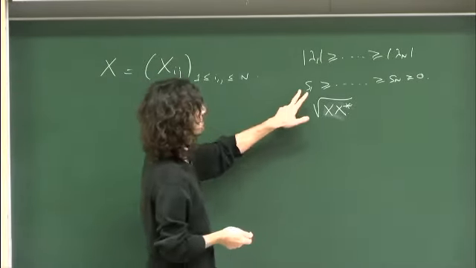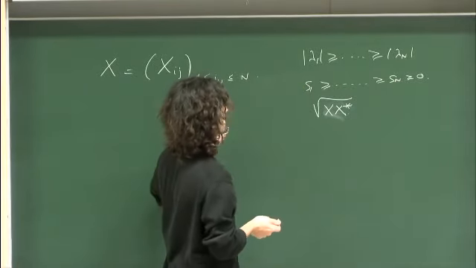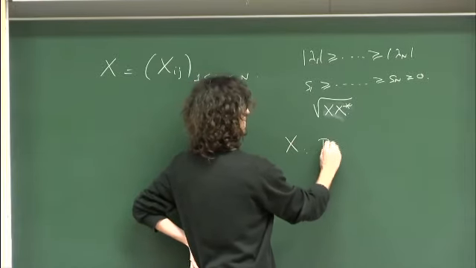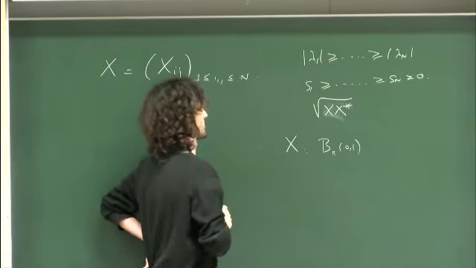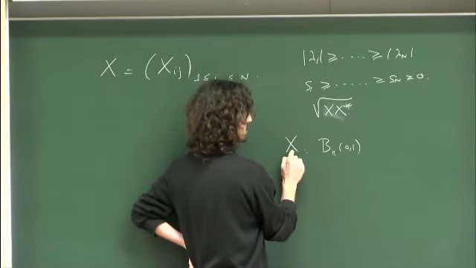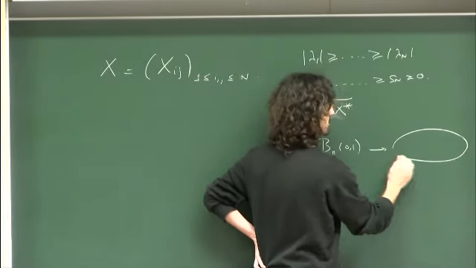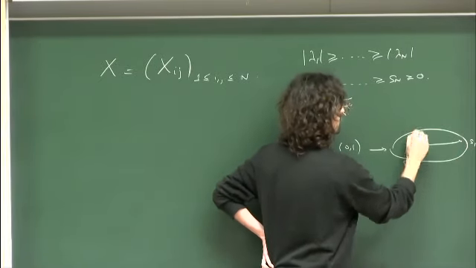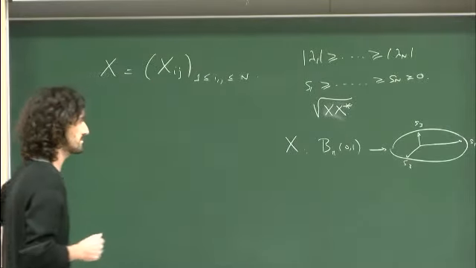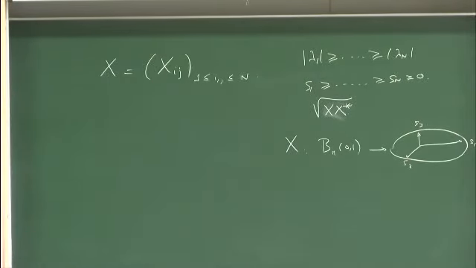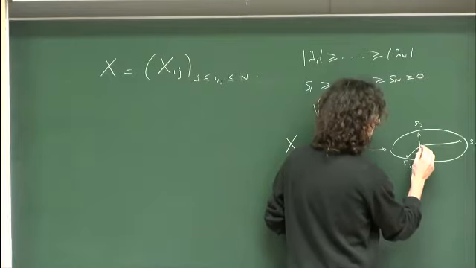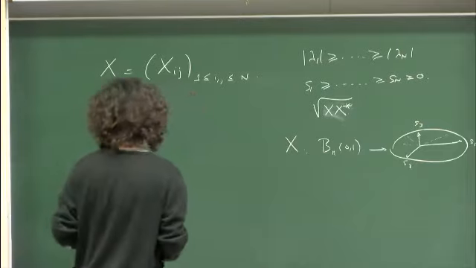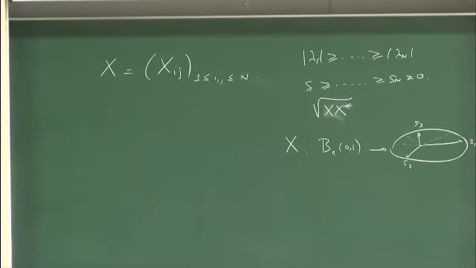And the singular values have a nicer geometric interpretation than the eigenvalues, because if you look at the unit Euclidean ball and you look at what your matrix X maps it to, you get an ellipsoid, and the directions of the ellipsoid are precisely the singular values, while the eigenvalues could be like that.